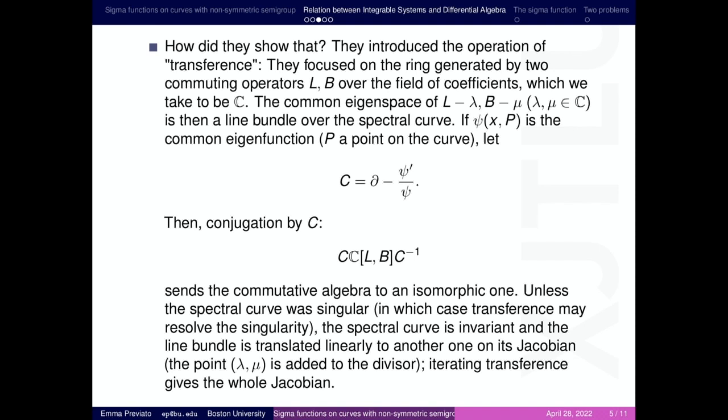But this is just the X flow. So this operation, in the case that the spectral curve was singular, you take away the singularity. But if not, it's an isomorphic curve, and you move linearly on the Jacobian. And iterating the transference gives you the whole Jacobian, because if you add G points, where G is the genus, you get everywhere on the Jacobian.